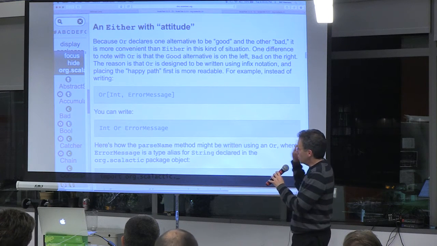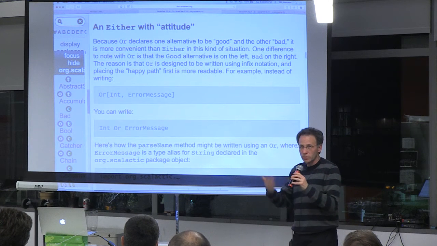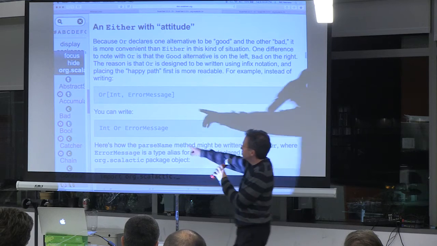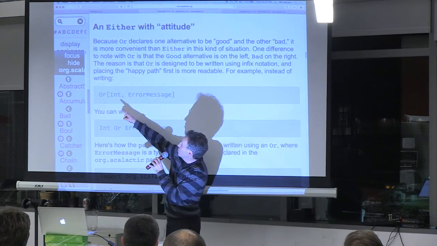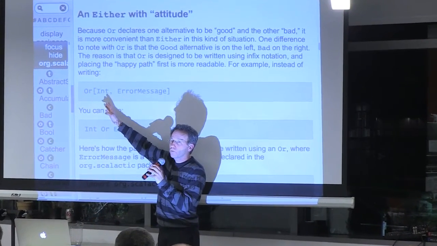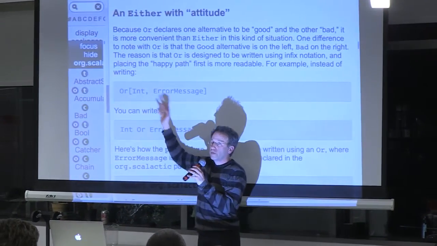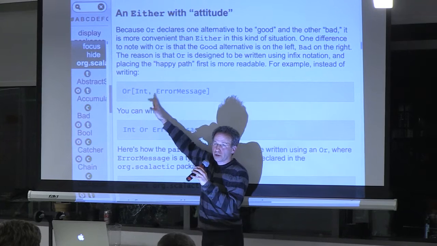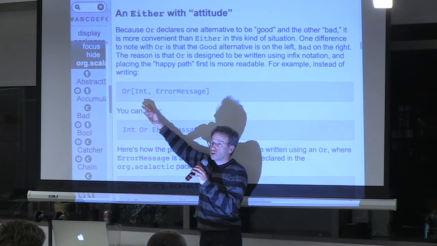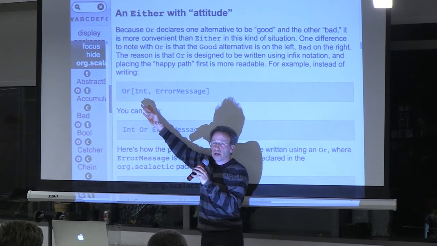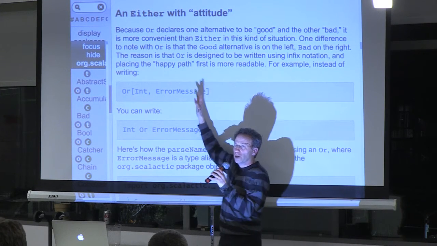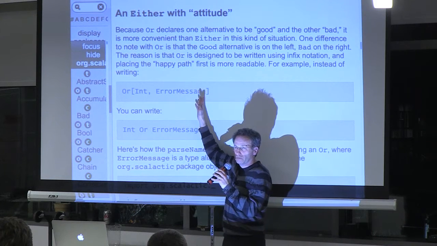And so that's where Or came from, out of that process. What it is is a type that has two type parameters. The first type is the happy path. So if everything goes right, if a method returns an Or, it's going to return an Int. If things don't go well, it will return the other one, right? So it's going to return either an Int or an error message.